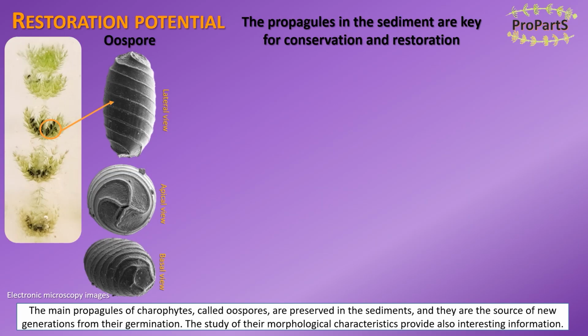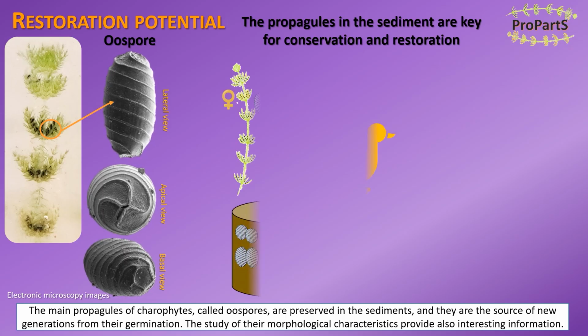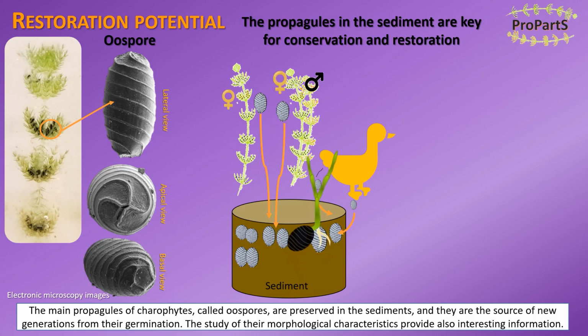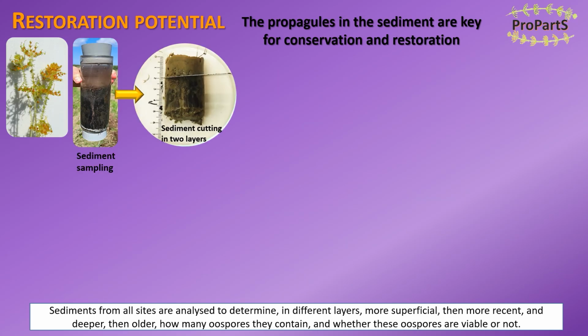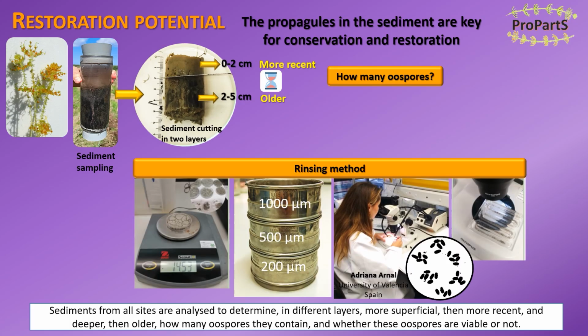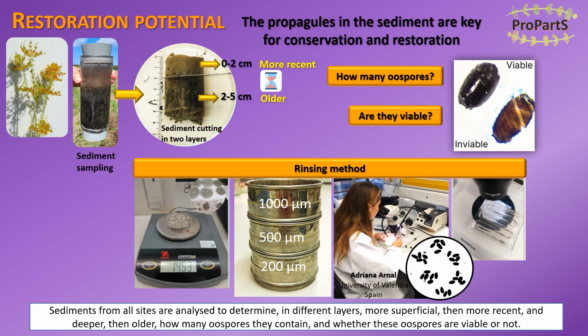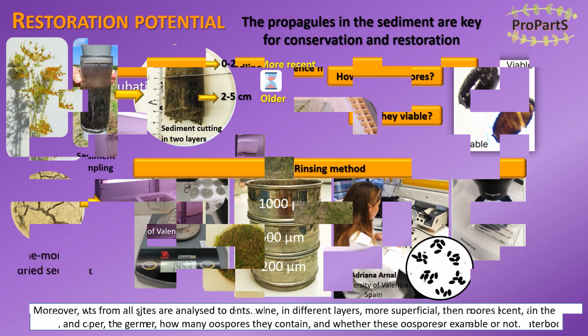The main propagules of charophytes, called oospores, are preserved in the sediments, and they are the source of new generations from their germination. The study of their morphological characteristics also provides interesting information. Sediments from all sites are analysed to determine, in different layers, more superficial, then more recent, and deeper, then older, how many oospores they contain, and whether these oospores are viable or not.